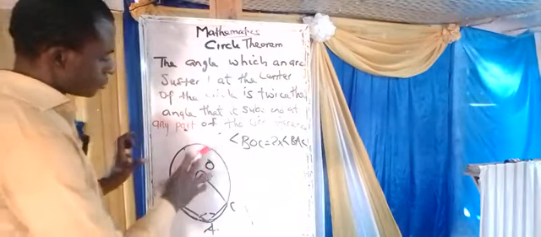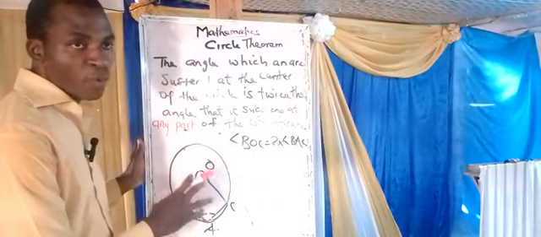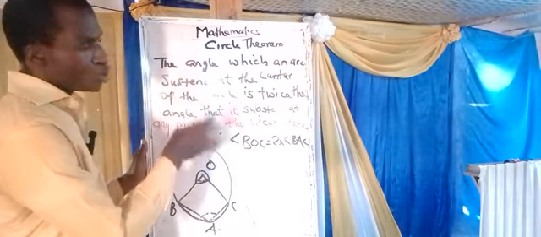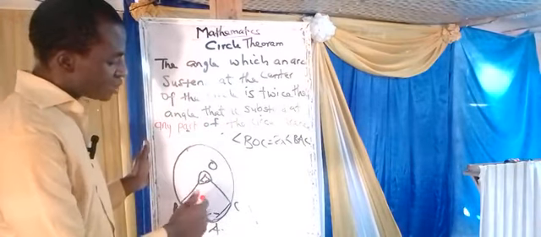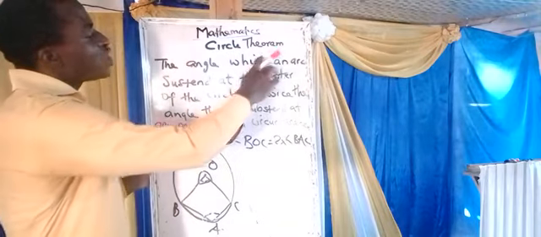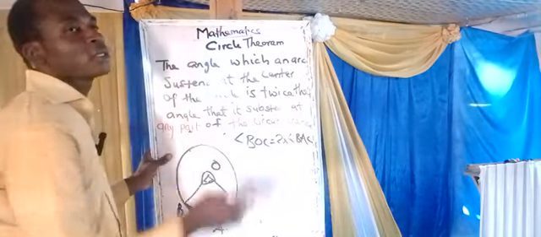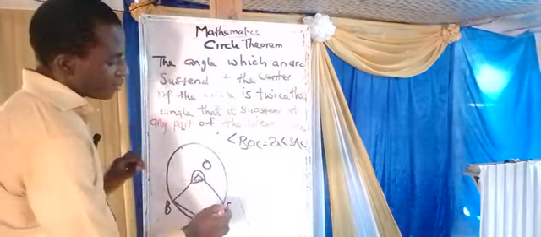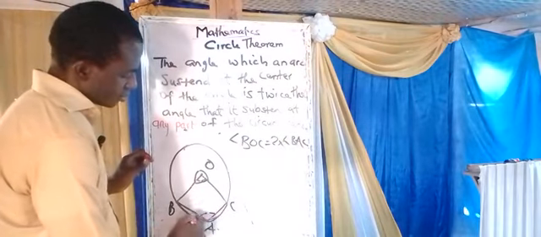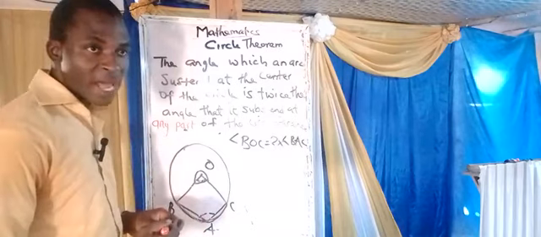I have the second theorem; I'll give you the other two forms of this theorem. What we are having here is the angle which an arc subtends. That is an arc. I'm defining the arc in this case. Can you see it? An arc.